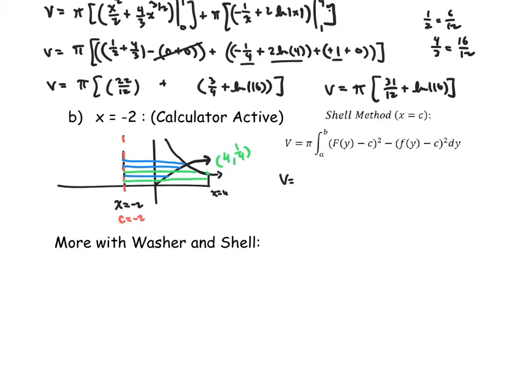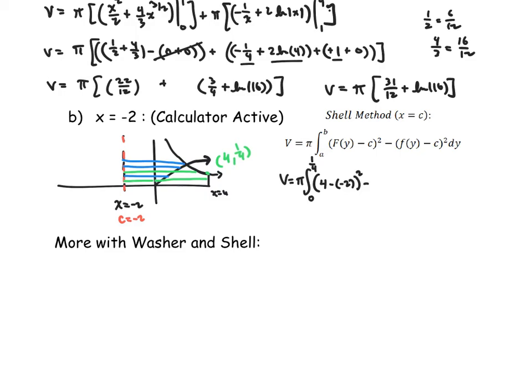This volume is going to be pi integral. I'm going to go from 0 to 1 fourth of big F of y minus c. So big F of y is the function x equals 4. I know that it's not in terms of y. That's because it's linear. So I'm going to take 4 minus a negative 2, which, if you look at this green distance right here, is 6. The big F is always 6. There's no variable dependence there.